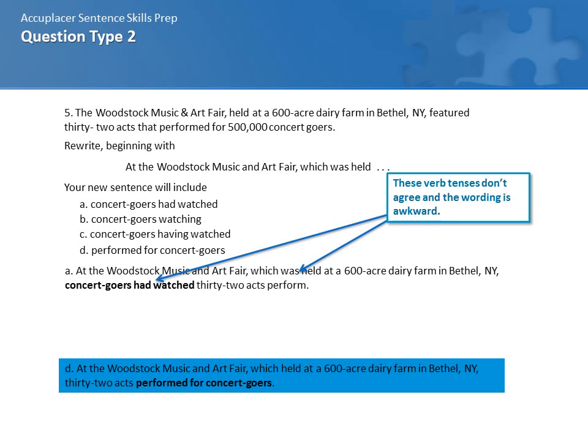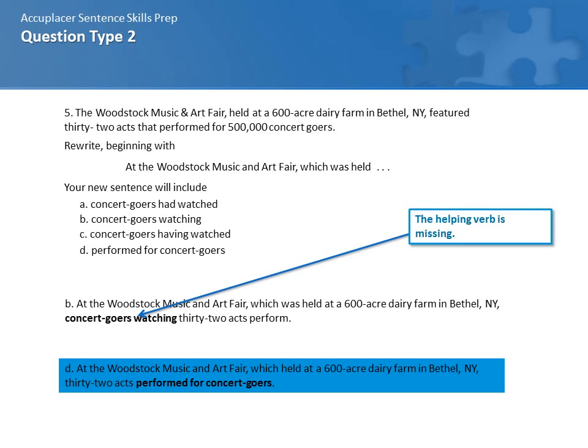A, concert goers had watched. If we imagine a sentence, it might read like this: at the Woodstock Music and Art Fair, which was held at a 600-acre dairy farm in Bethel, New York, concertgoers had watched 32 acts perform. This is a problem because we have a verb tense shift, had watched and was held. And so these verb tenses don't match, so this is not a good option. B, you can tell, is problematic because we have concert goers watching. So it's an ing verb that doesn't have a helping verb. So that is not a good option for this sentence either.